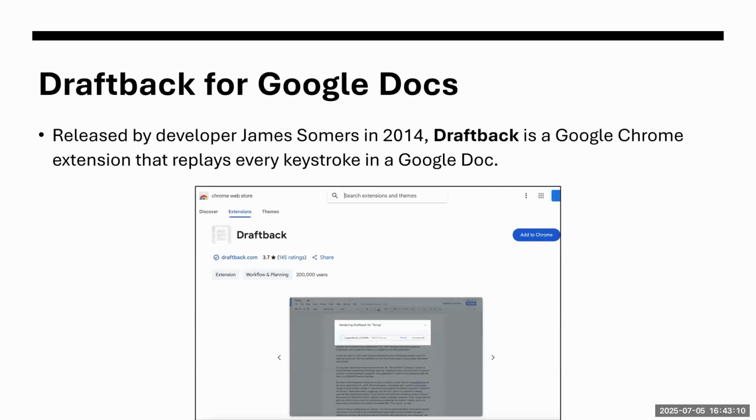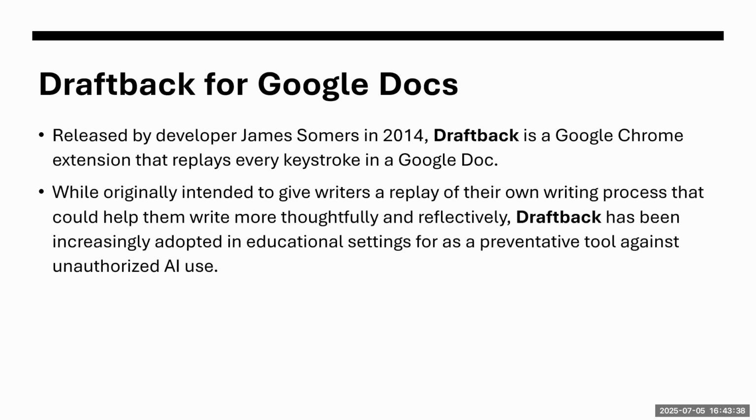So if you haven't heard of Draftback, it dates back to 2014, before even AI was in mainstream usage. Draftback was a tool that this developer added to Google Chrome. It's an extension you can add on. It's free, and you can add it anytime as long as you can access Google documents. It replays every keystroke in a Google Doc from its inception, so you're tracking the history of a document throughout whatever changes are added.